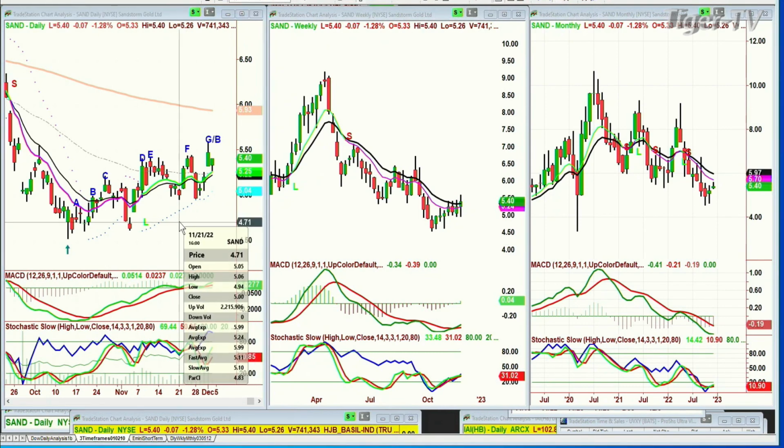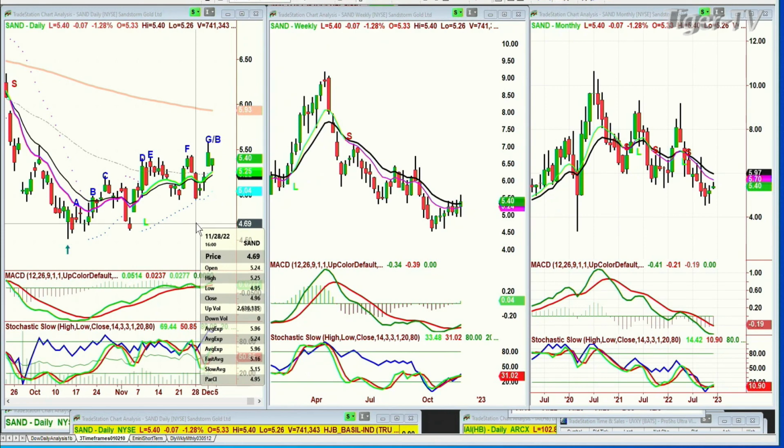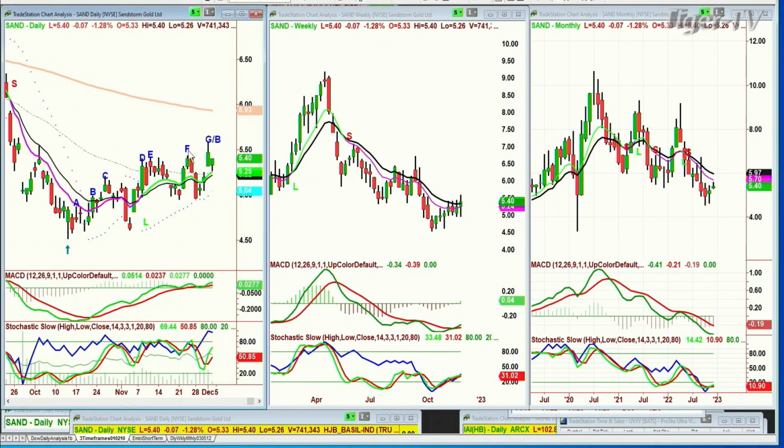So the low of the 21st was 494 and the low was 495. Yeah, that's what I thought. So this could be A, B. Oh, this is a very interesting one, and I'll talk about it as soon as we return.